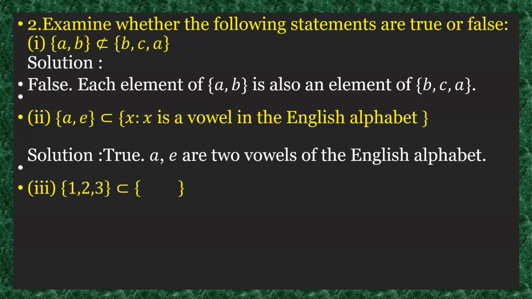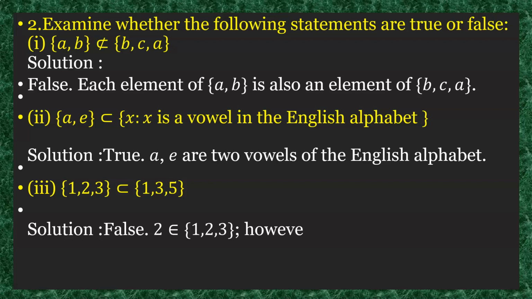Next, the third one is {1, 2, 3} and {1, 3, 5}. It's false. 2 does not belong to... sorry, 2 belongs to {1, 2, 3}. However, 2 does not belong to {1, 3, 5}, and therefore the given statement is false. Okay.